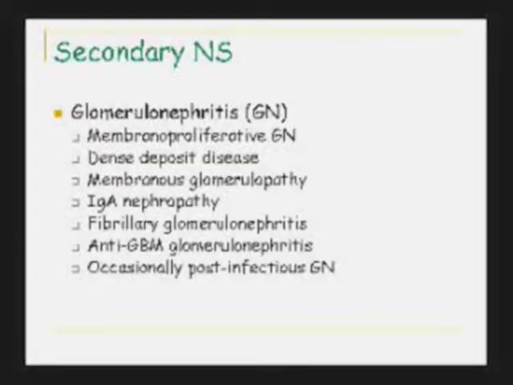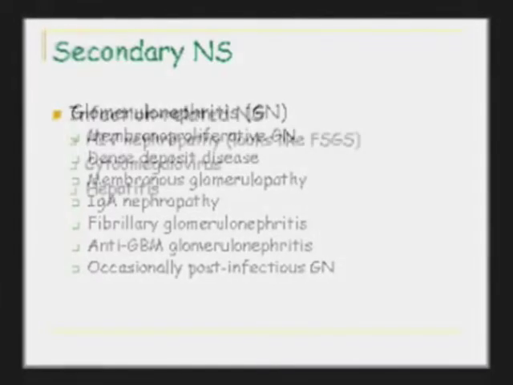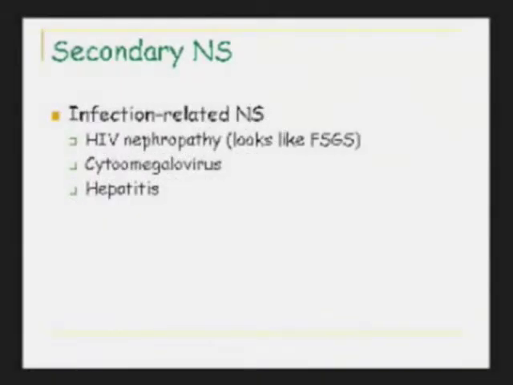Just to review for you, the kinds of diseases that have secondary nephrotic syndrome that are pure renal diseases are this list here. And it's not an all-inclusive list. And then there are diseases that are secondary to systemic diseases that have kidney disease as part of them. And that's a list. I'm not going to go through those. And sometimes you can have nephrotic syndrome as part of an infection-related disease.